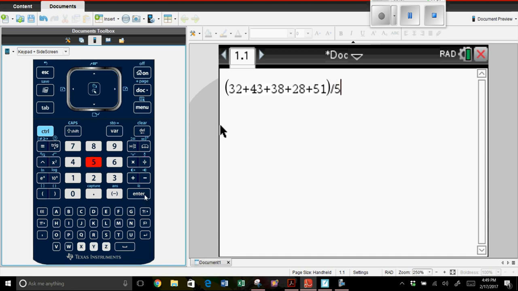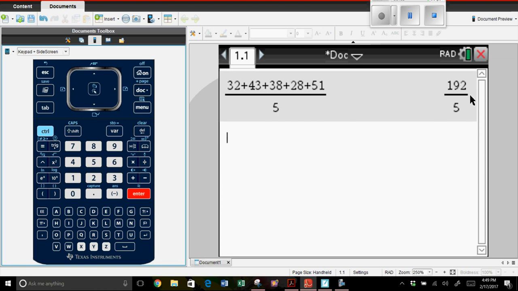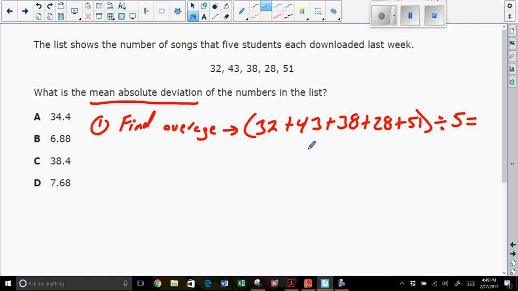When I press enter, my answer gives me the fraction. I don't want a fraction, so I'll do Control Enter. So my answer is going to be 38.4. Let's go back to our problem. My answer that we just got was 38.4. Now I'm just going to round that answer to 38. So that's the answer to my first step.